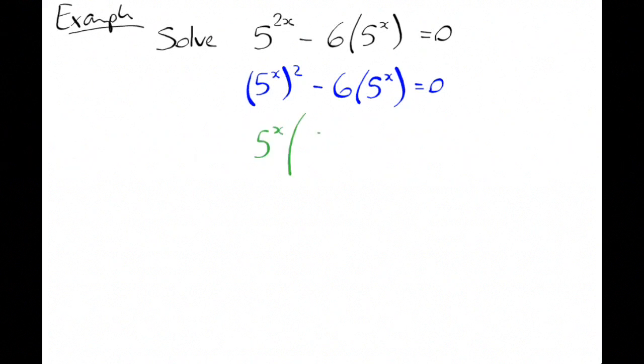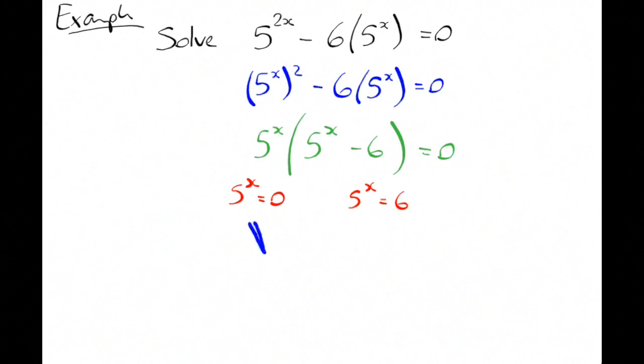So I get 5 to the power x on the outside, factorising it, open brackets, 5 to the power x minus 6 equals 0. That gives me two solutions, 5 to the power x equals 0 or 5 to the power x equals 6. Well, the first one, 5 to the power x equals 0, doesn't happen. For an exponential graph, it never actually equals 0. It gets really close, but never equals 0. So that one has no solutions.